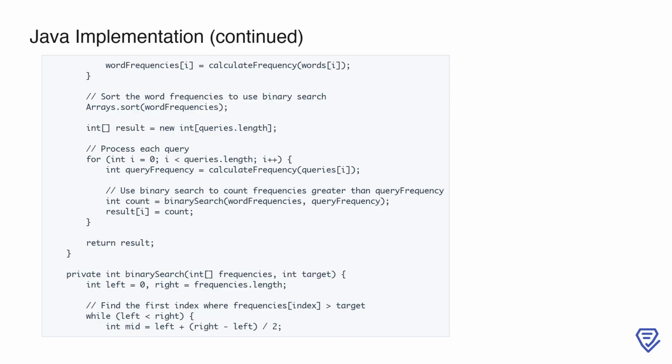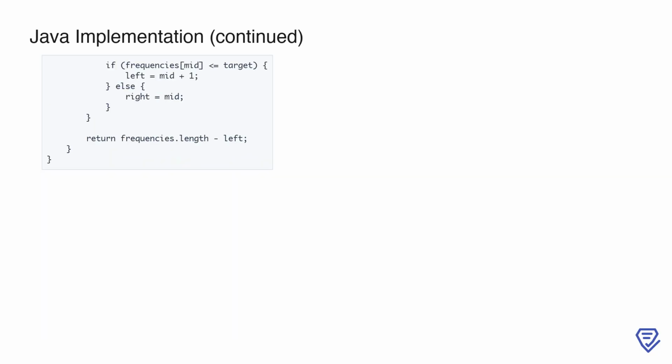At this point, the binarySearch method is introduced, which is used to efficiently count frequencies greater than the target value. In this final part of the implementation, we complete the binarySearch method. The goal of this method is to find the first index in the frequencies array where the frequency is strictly greater than the target value. We use a standard binary search approach with a left pointer initialized to 0 and a right pointer set to the length of the array.